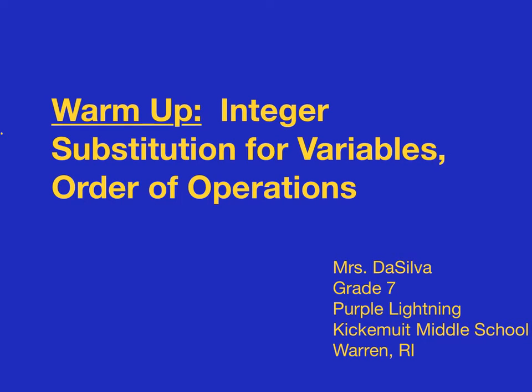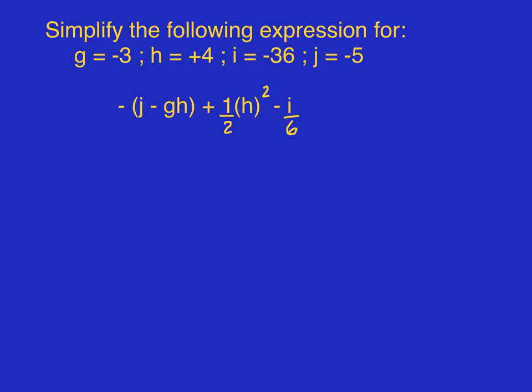So we're carrying on solving similar problems again. We'll be substituting in for the variables with integers, and then of course using the order of operations to solve those problems. So here we are. The first thing we're going to do is substitute in for these variables.